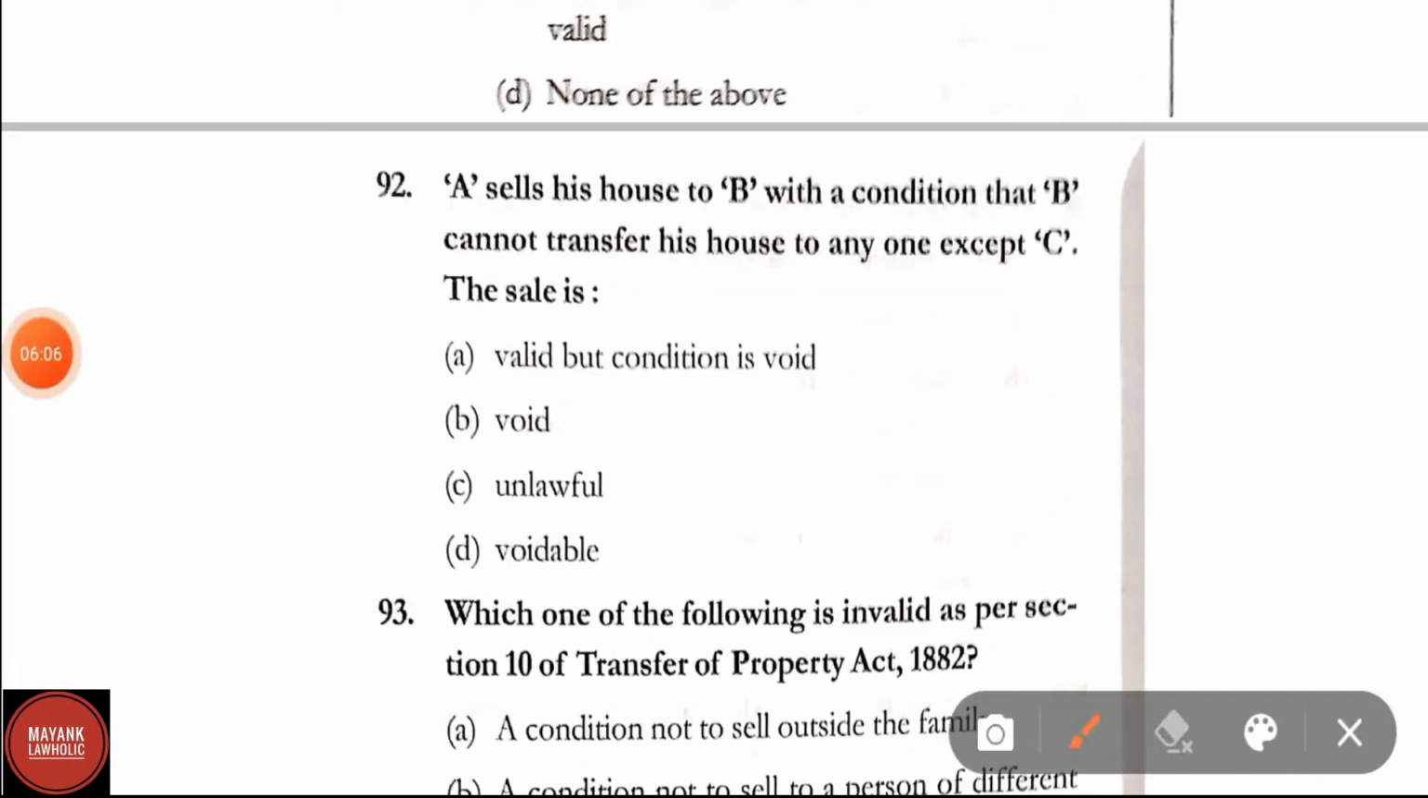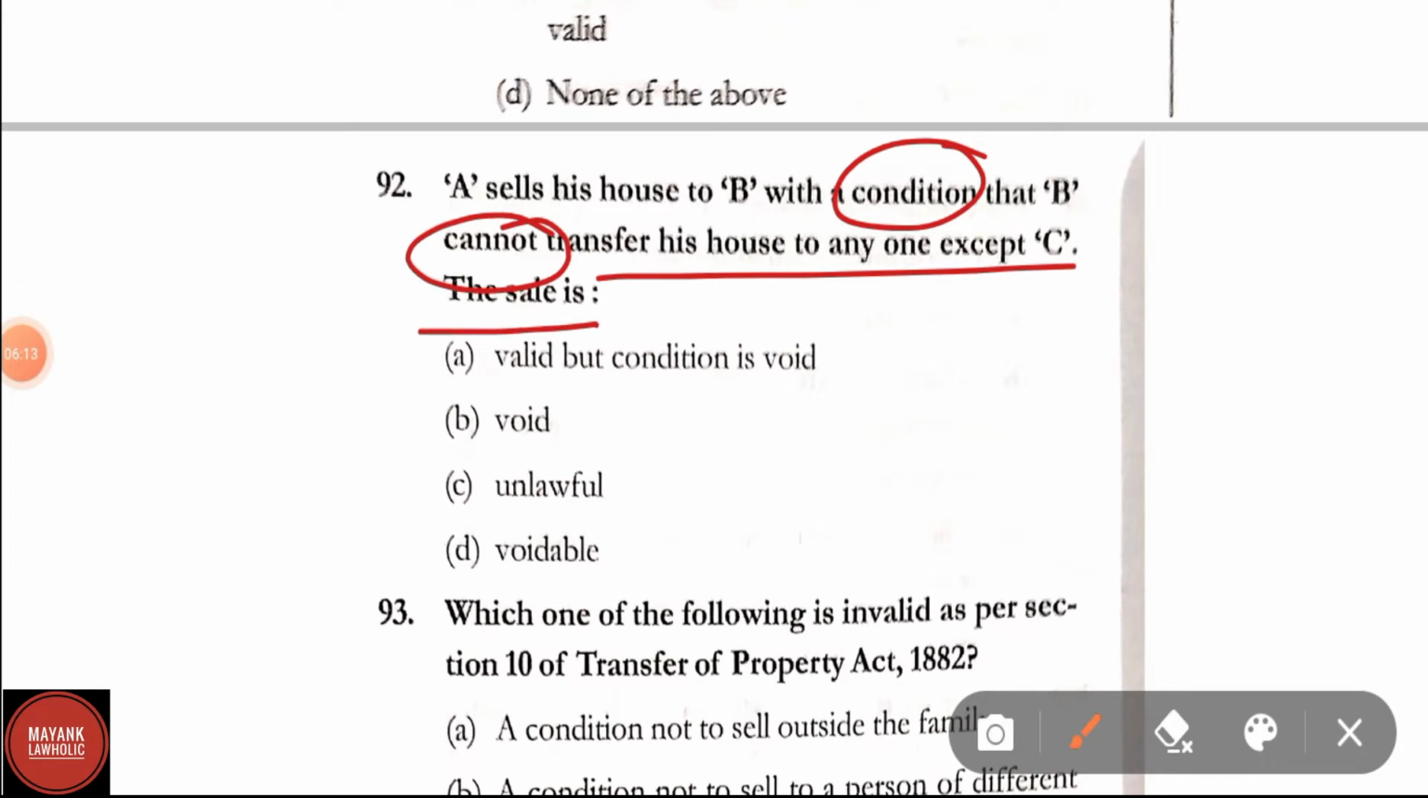Question number 92. A sells his house to B with a condition that B cannot transfer his house to anyone except C. The sale is valid but the condition is void.